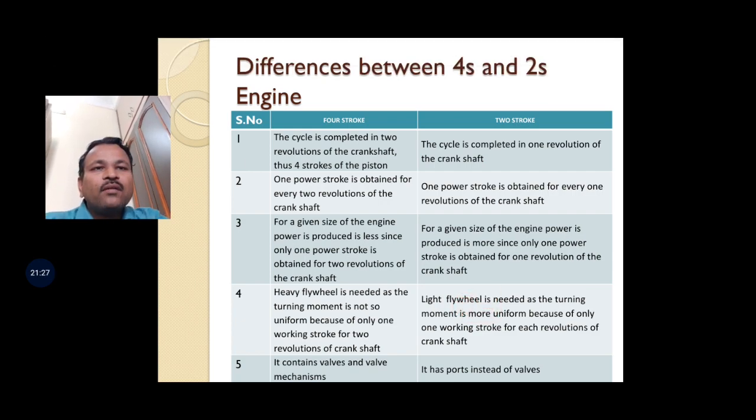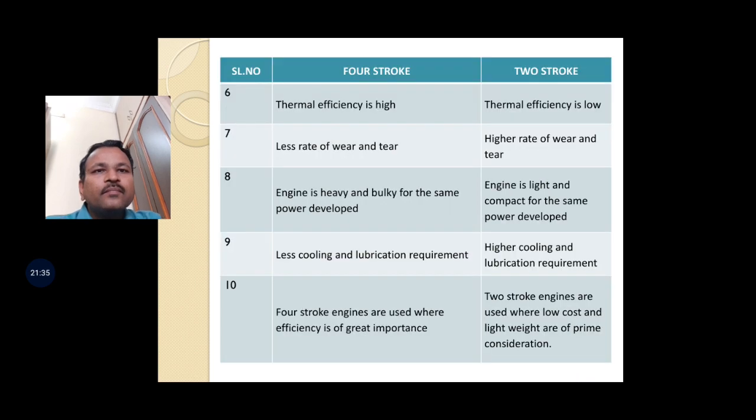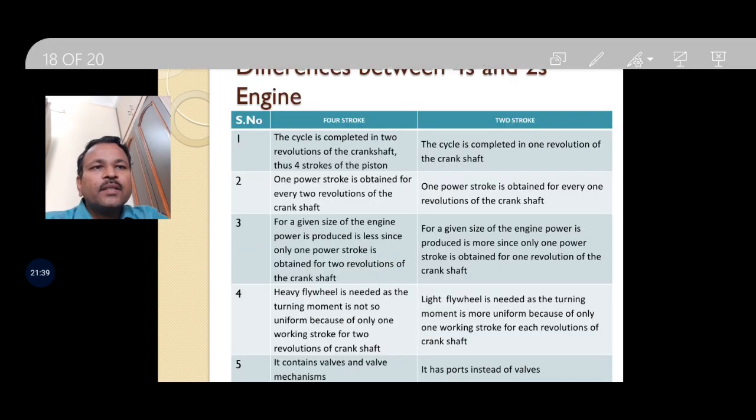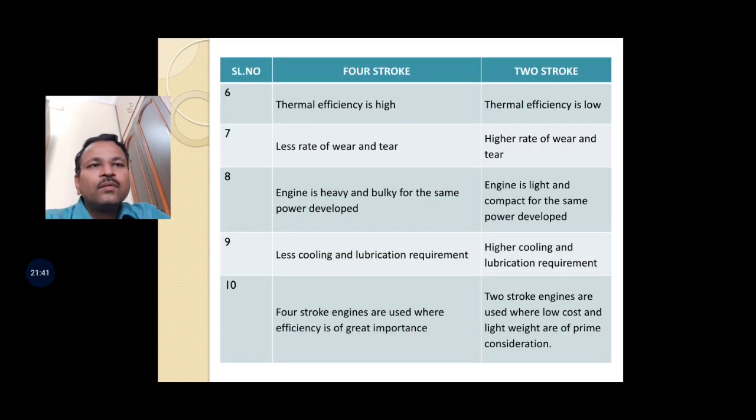It contains valves in the case of the 4-stroke engine. The 2-stroke contains ports: inlet port, exhaust port, transfer port. Next, continuation. Thermal efficiency is high in the 4-stroke engine, and low in the 2-stroke. Less rate of wear and tear, versus high rate of wear and tear. The 4-stroke engine is heavy and bulky. The 2-stroke engine is light and compact. Less cooling and lubrication is required in one, and high cooling and lubrication is required in the other.